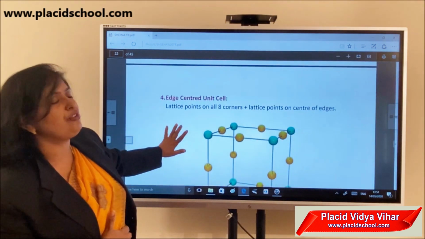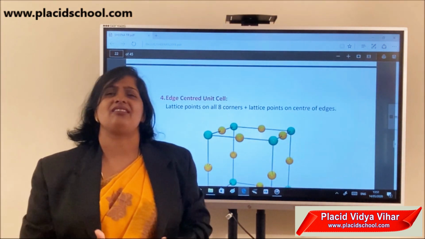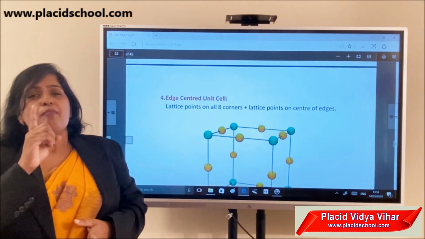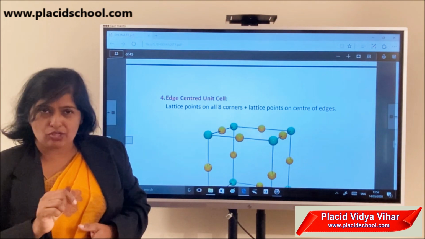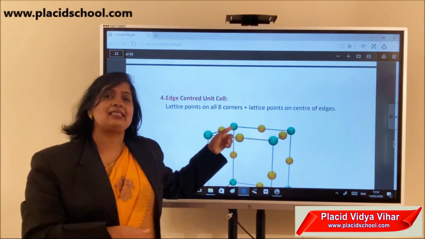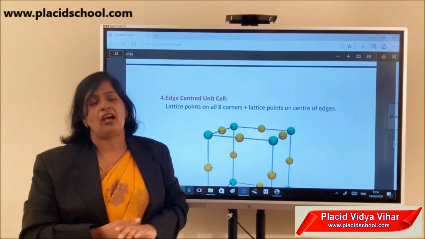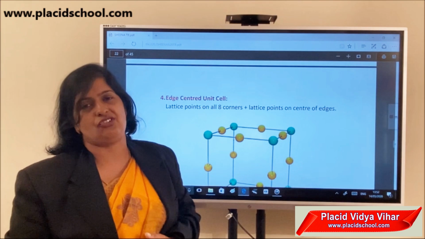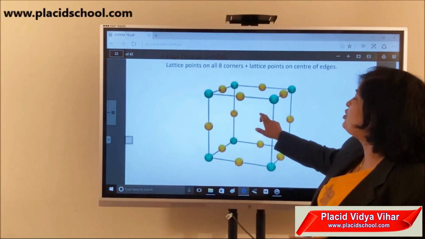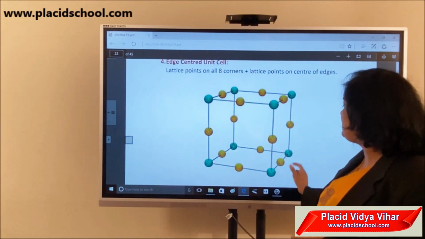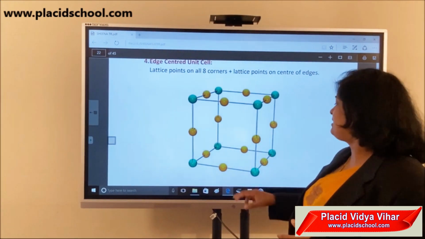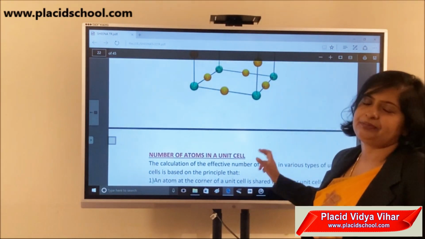The fourth type of unit cell is edge-centered unit cell. Edge-centered unit cell contains particles at the 8 corner positions plus particles are seen at the center of the edges. A cube has 12 edges. So here we can see this is an edge-centered unit cell. The particles are seen at the 8 corners plus each particle is seen at the center of the edge.